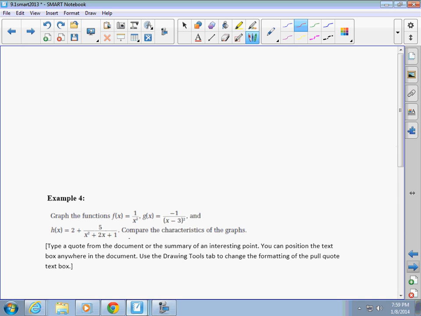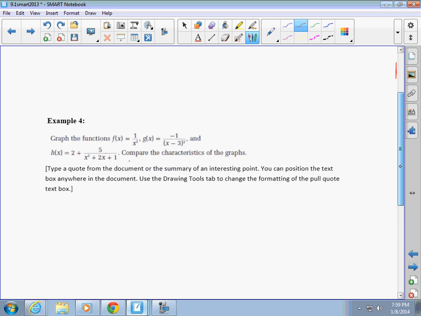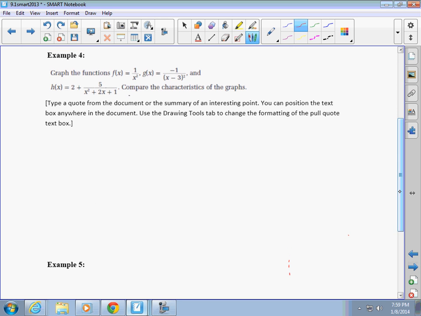Okay, example number 4. That's why there's so much room. That's where it went to. So they want us to graph these three functions. f(x) = 1/x², g(x) = -1/(x-3)², and h(x) = 2 + 5/(x²+2x+1), and then compare the characteristics of the graphs.